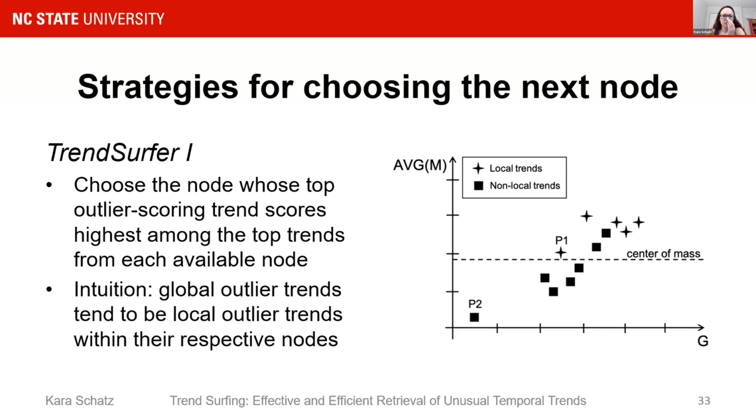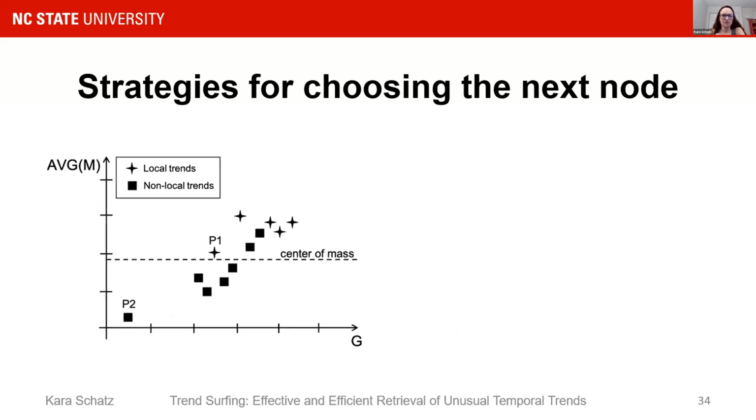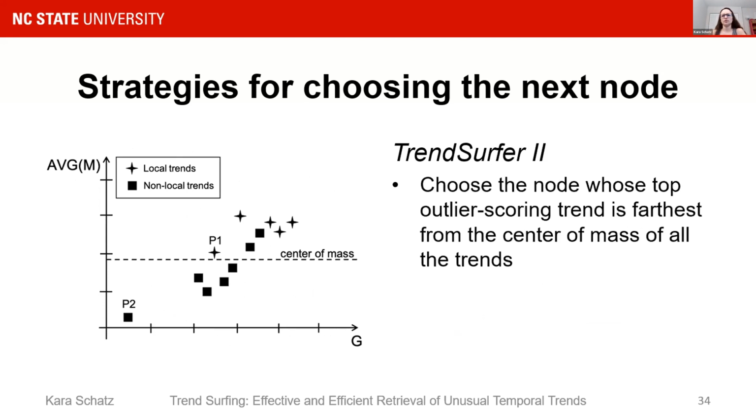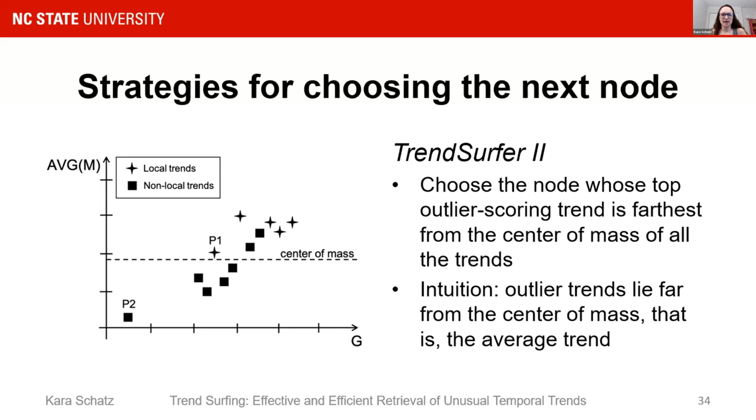So with this in mind, we propose an alternative strategy, Trend Surfer 2, which is to select from the available nodes the node whose top outlier scoring trend is furthest from the center of mass of all trends. The intuition behind this strategy is that outlier trends lie far from the center of mass, or the average trend. In the example here, we've drawn a horizontal line representing the center of mass, or the average of these trends.